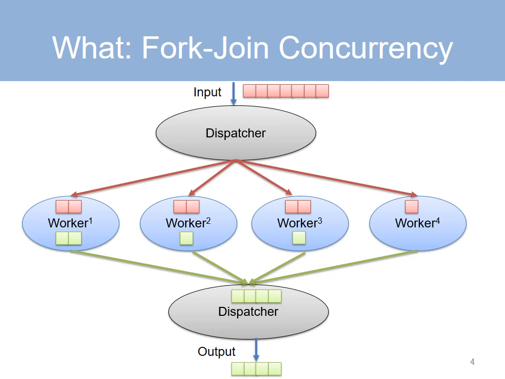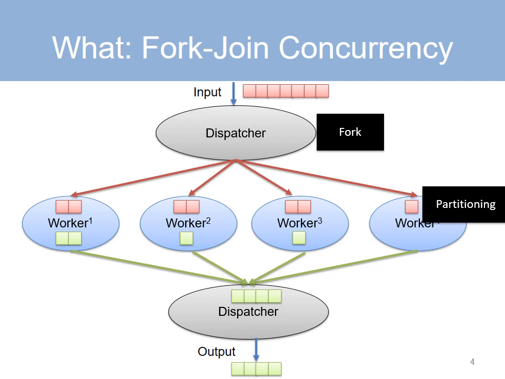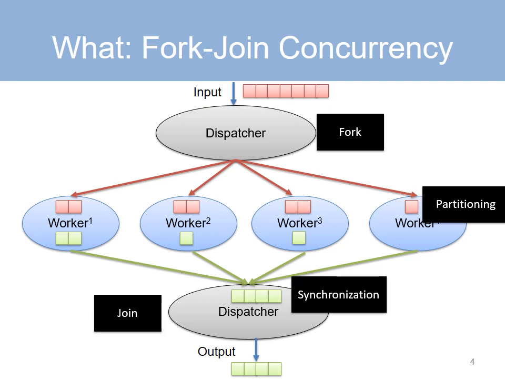Okay, so this is something that everybody does, and I'm going to talk about fork join concurrency here also, where we have work divided among workers and collected later by joining. So we have a fork step, we have a partitioning step where we partition the work, we have a synchronization step where we make sure that we don't step on each other's toes, and we have a join step.